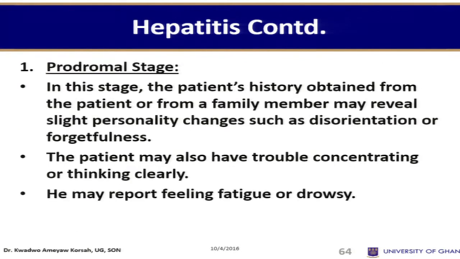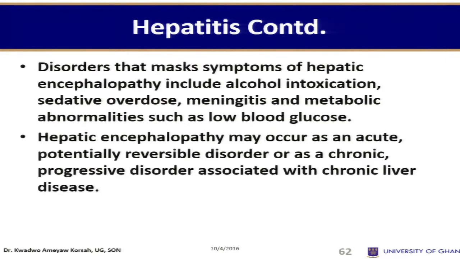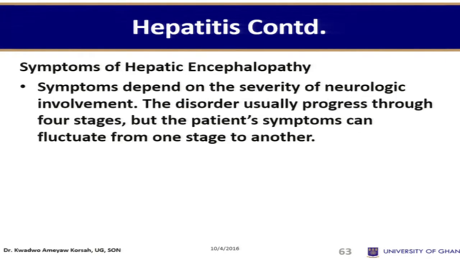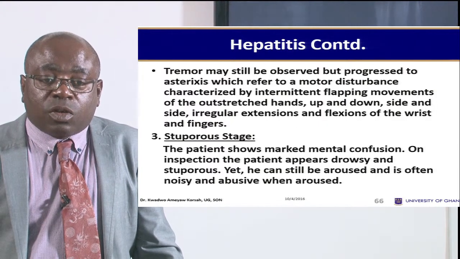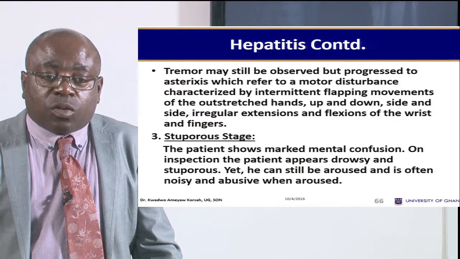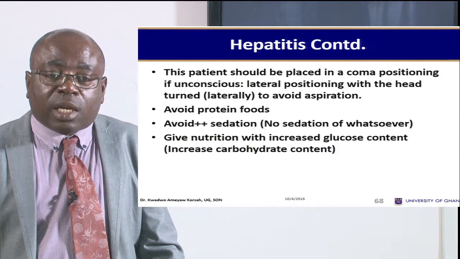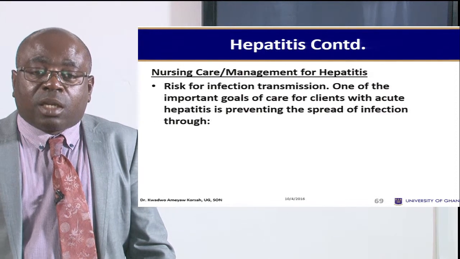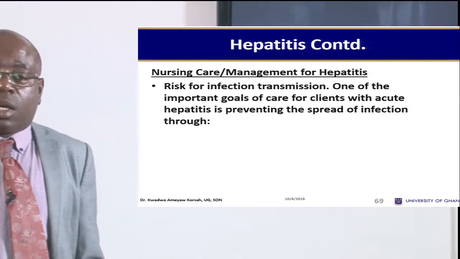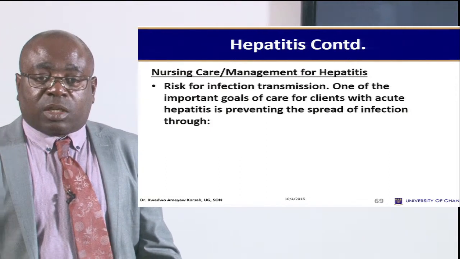So we continue like that, and that is the stage that I've just explained to you. We don't need to move the patient to the comatose stage, because that stage is likely to lead to death. So we have to avoid that. So, nursing care and management of hepatitis in general: risk of infection transmission is very important.